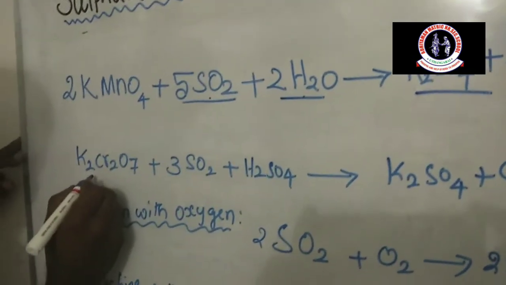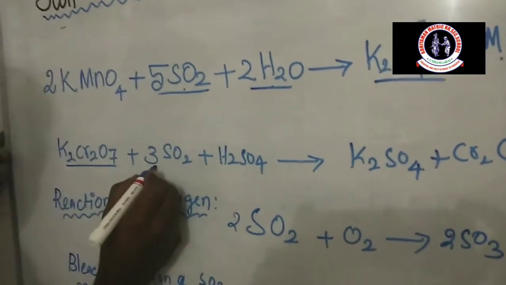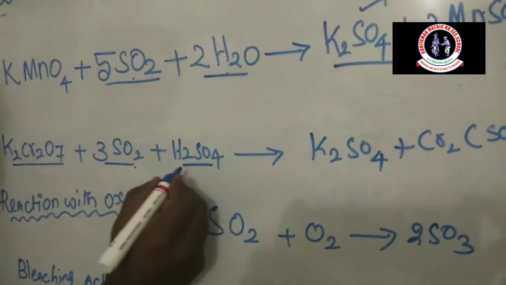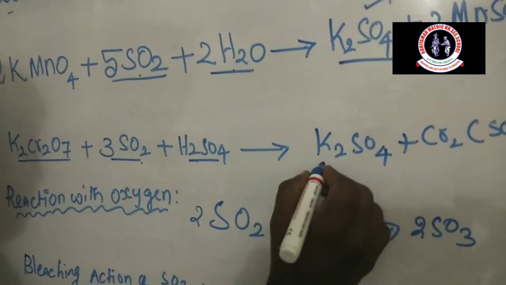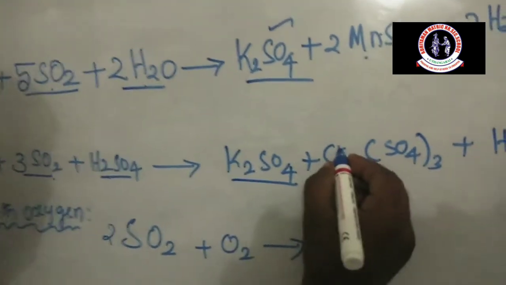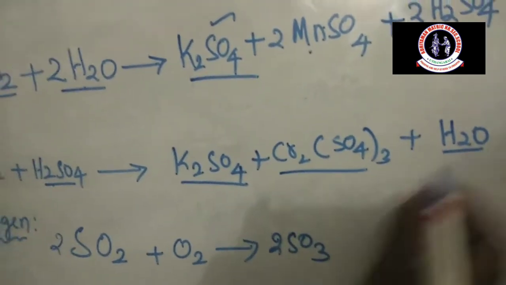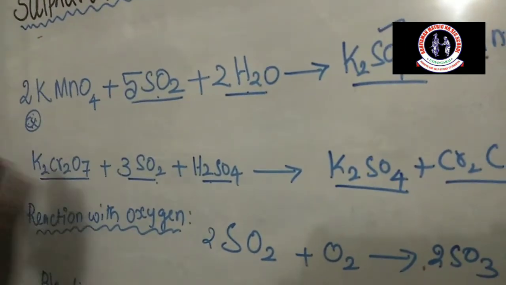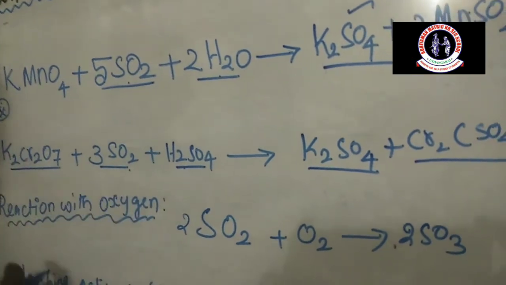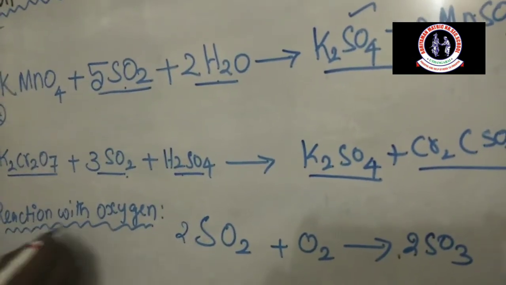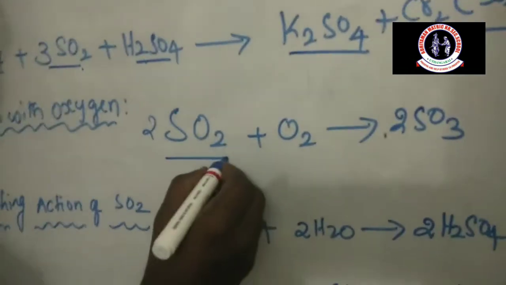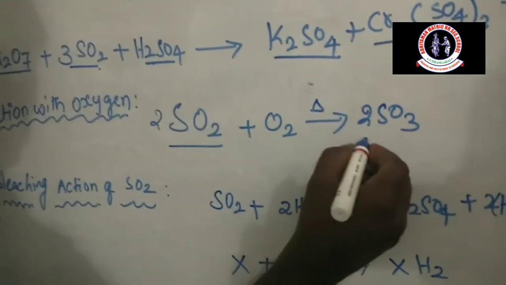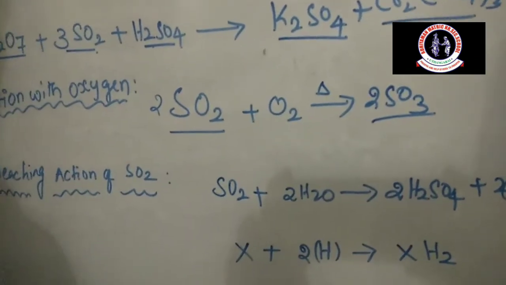Next, potassium dichromate is treated with 3 moles of sulfur dioxide in acidic medium, which means sulfuric acid, to form potassium sulfate, chromium sulfate and water. These are very good evidence of its being a reducing agent. Next one, reaction with oxygen. Sulfur dioxide undergoes an oxidation reaction at high temperature to give sulfur trioxide.